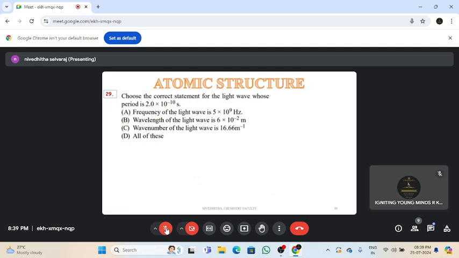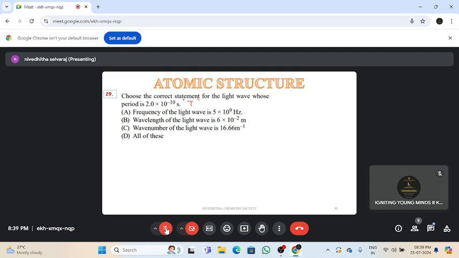Next question. Choose the correct statement for the light wave whose period is 2 into 10 power minus 10 seconds. See, they have given you the value of time period T. First statement: frequency of the light wave is 5 into 10 power 9 hertz. Second statement: wavelength of this light is 6 into 10 power minus 2 meter. Third statement: wave number of the light is 16.66 meter inverse. Option D, all of these are true.